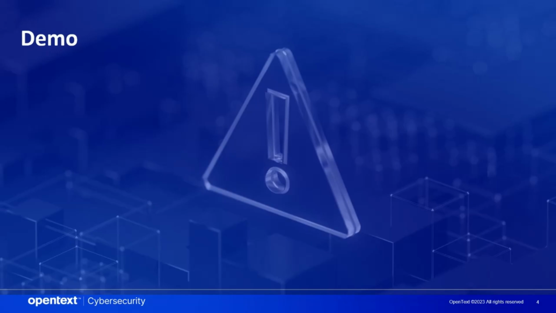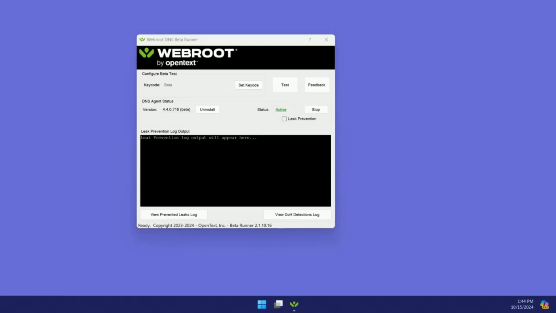Let me show you what this looks like. I'm now on a system that's running DNS protection, so it's filtering IP addresses. What you're seeing on the screen right now is actually the beta of the 4.4 version of the agent because it allows me control of DNS leak prevention right on the system. You can see that it is active and is running version 4.4.